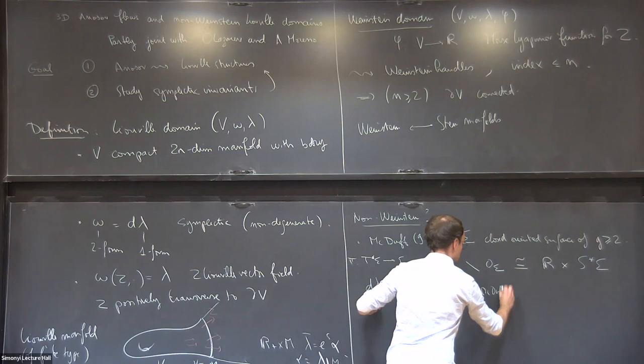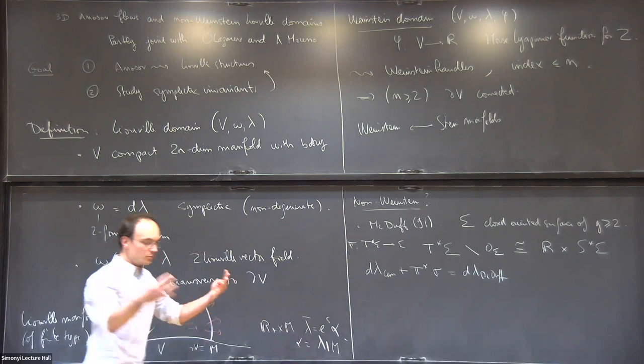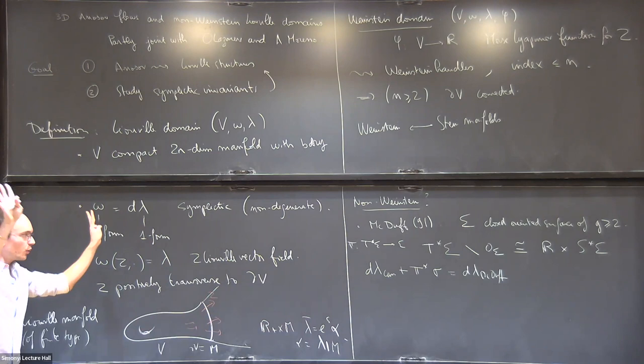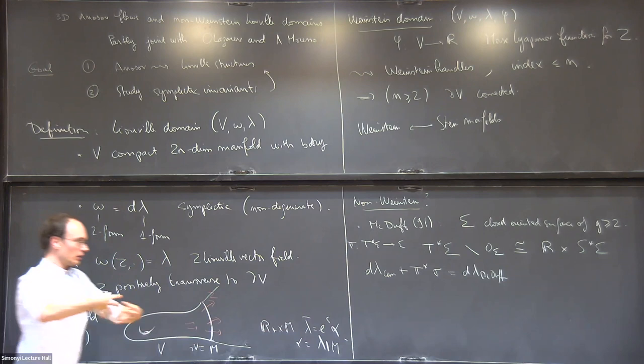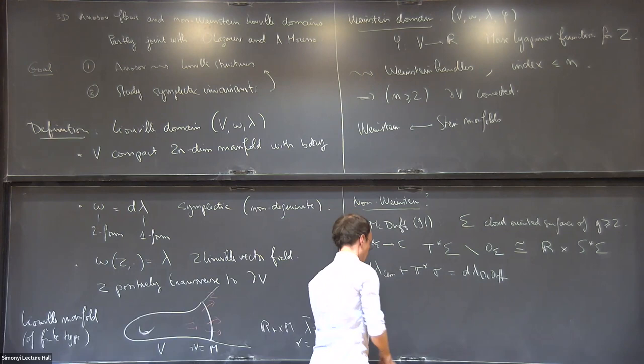And what happens in this construction is that with this new Liouville form, the Liouville vector field, away at infinity, is as before, pointing outwards. But when you get closer to the zero section, the Liouville vector field starts pointing inwards, towards the zero section.